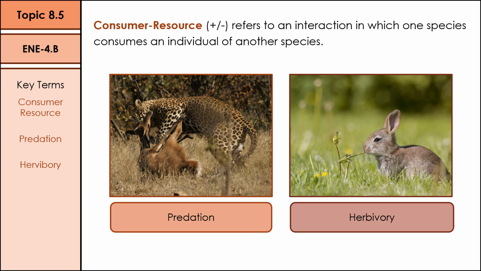And we can classify consumer resource interactions into two separate categories based on the level of trophic interaction we're dealing with. So are we primary consumers or are we secondary consumers? Predation is where a secondary or tertiary consumer consumes a primary or secondary consumer, versus herbivory, which is our primary consumers eating our producers. So we're still seeing a negative effect on whatever's being eaten, but a positive effect because we're acquiring resources in whatever is doing the eating.